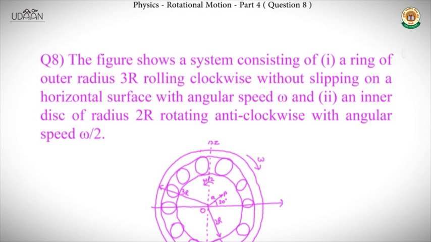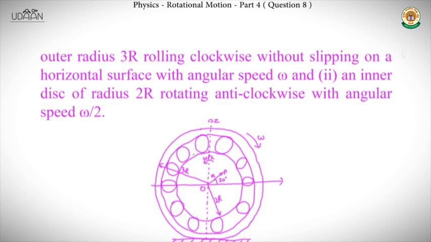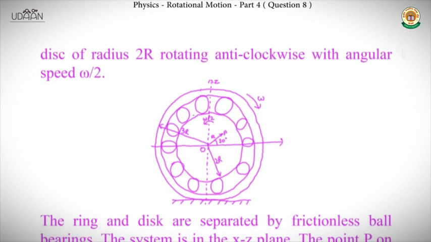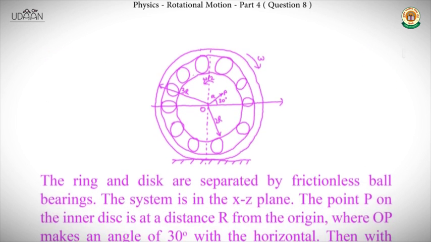Moving on to question number 8. The figure shows a system consisting of a ring of outer radius 3r rolling clockwise without slipping on a horizontal surface with angular speed omega, and an inner disk of radius 2r rotating anti-clockwise with angular speed omega by 2. The ring and the disk are separated by frictionless ball bearings.